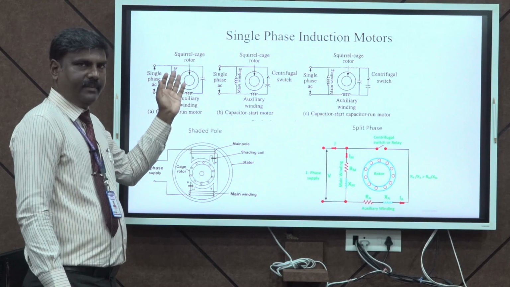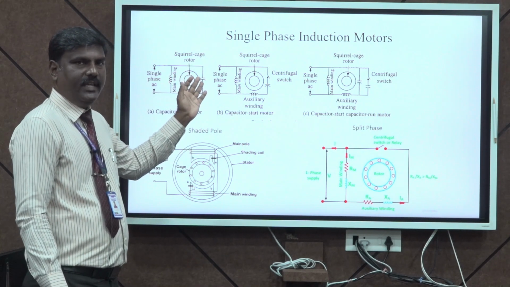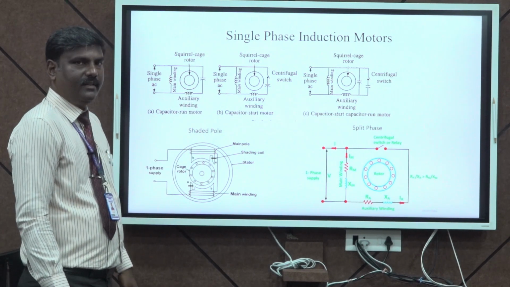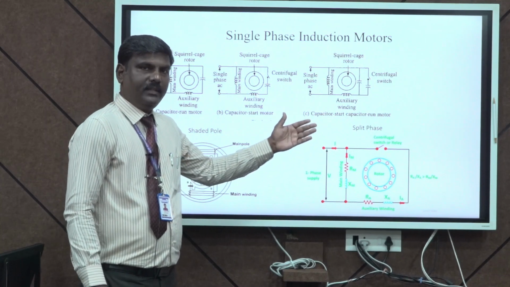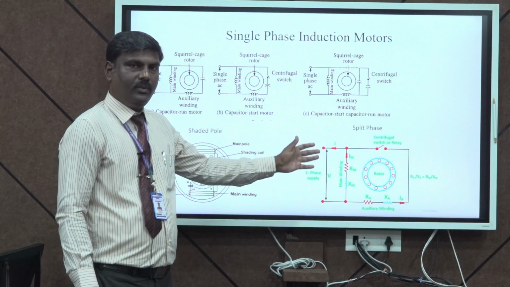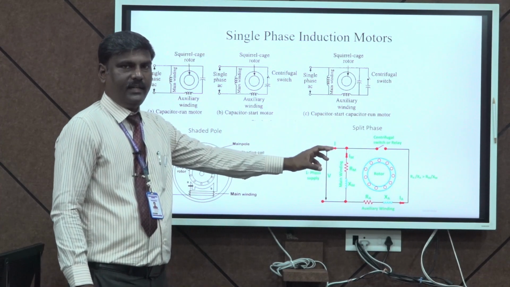Whereas in the case of capacitor type motors, the phase shift is created due to the capacitors. Here it is due to shading coil. The last type is split phase induction motor. As with other motors, here also you will find both main winding and auxiliary winding and a centrifugal switch.